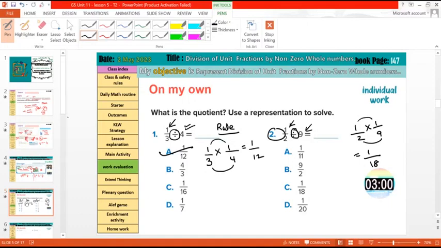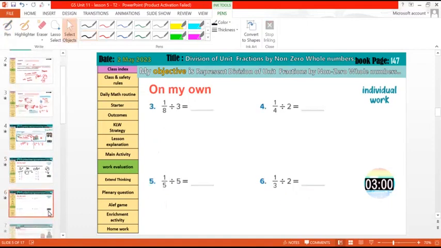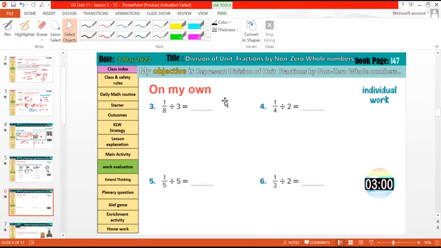The questions are too easy. These are the exercise questions of page 147. Please try to solve these questions.